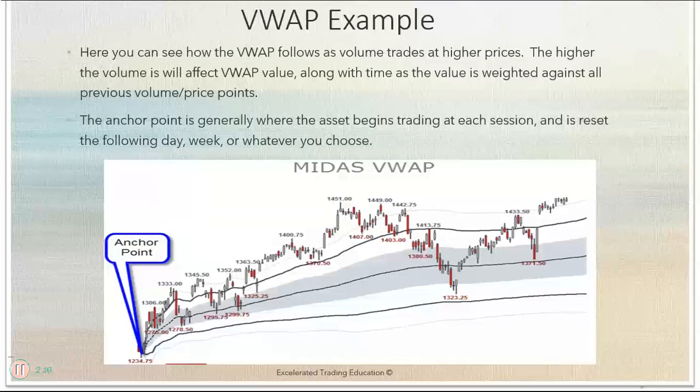So, VWAP example. Here you can see how the VWAP follows as volume trades at higher prices. The higher the volume, the more it will affect the VWAP value along with time, as the value is weighted against all previous volume price points. The anchor point is generally where the asset begins trading at each section and is reset the following day, week, or whatever you choose. There's a lot of flexibility there, right?